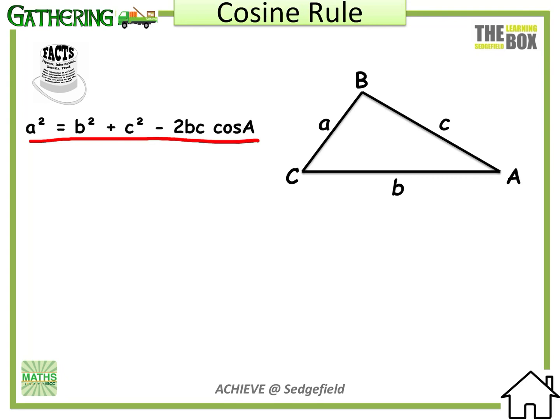Okay, it's pretty much Pythagoras' theorem. A squared equals b squared plus c squared, and then you take off a little bit. Okay, please note that the side you want to find, then you need to know the opposite angle to that side. So if you want to know this side, then you need to know this angle.